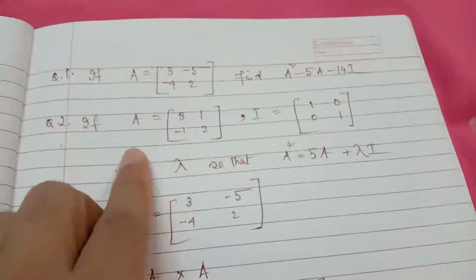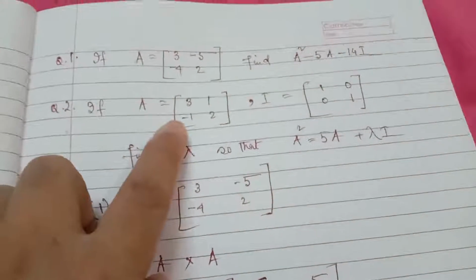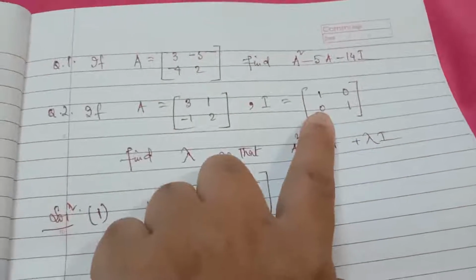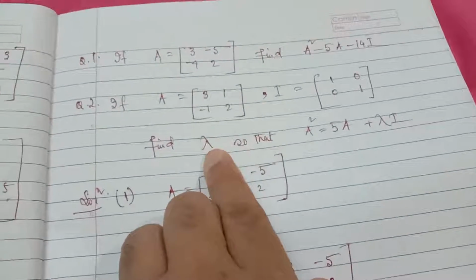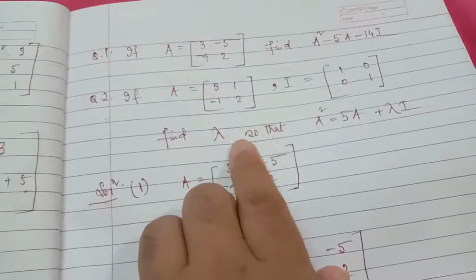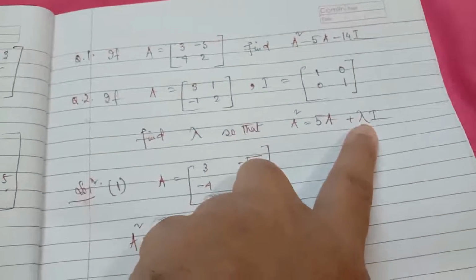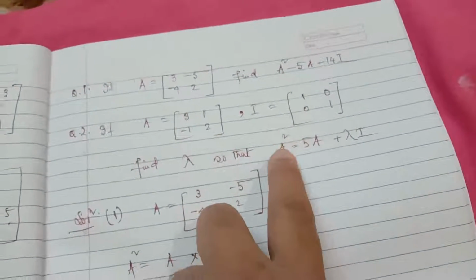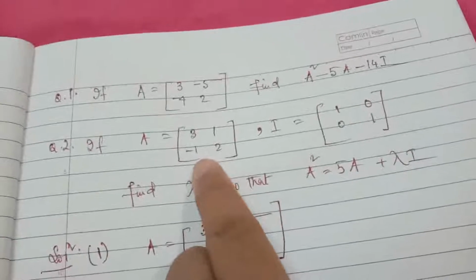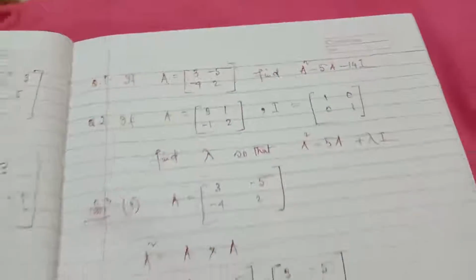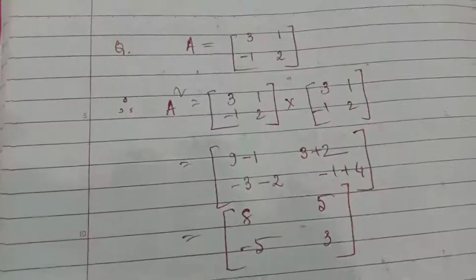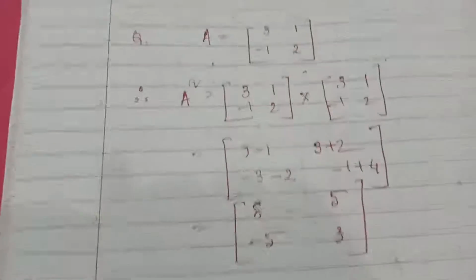Okay. Next, let us move to the next question. Given A equal to this, I equal to this, find lambda. Here lambda is a scalar, so that A square equal to 5A plus lambda I. Let us first find the value of A square. A is this matrix. Let us find A square.